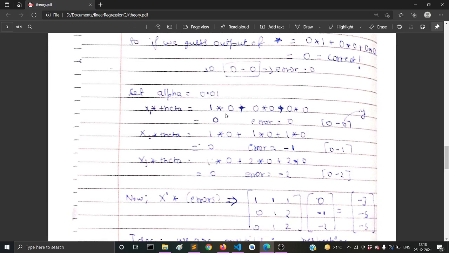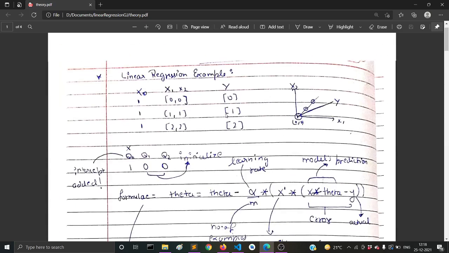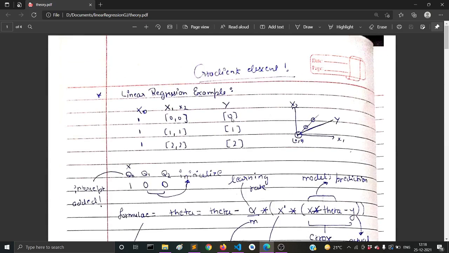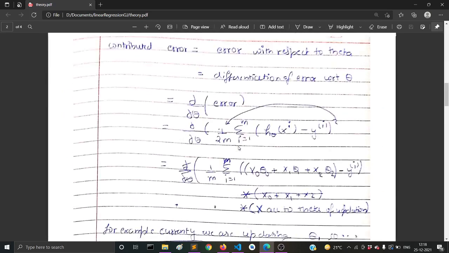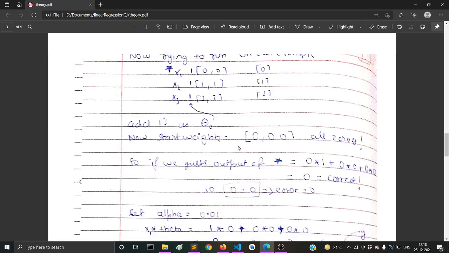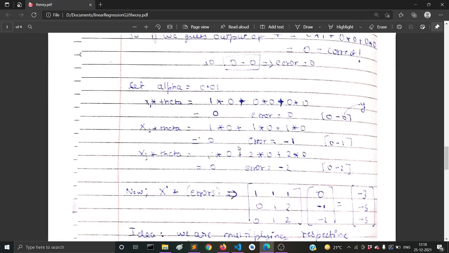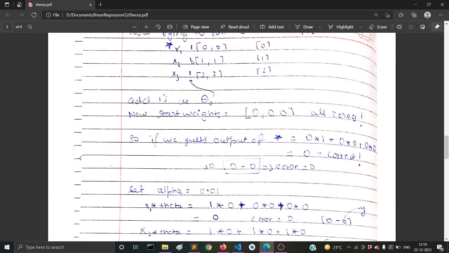we will look at a practical example to learn more. Our practical example was this: you have 0 0 and the output is 0, then you have 1 1 and the output is 1, then you have 2 2 and the output is 2. Now, as I said earlier, you will add one more term, that is your bias, and thus your matrix comes out to be 1 0 0, 1 1 1 and 1 2 2.